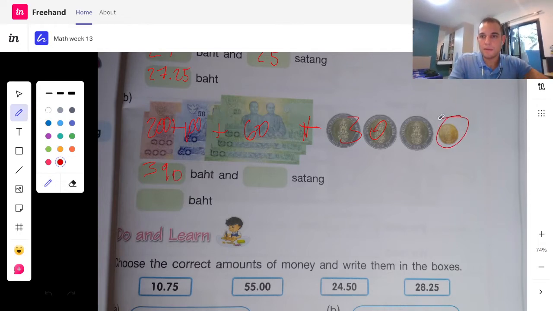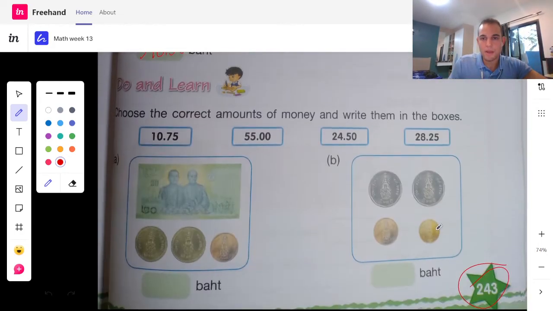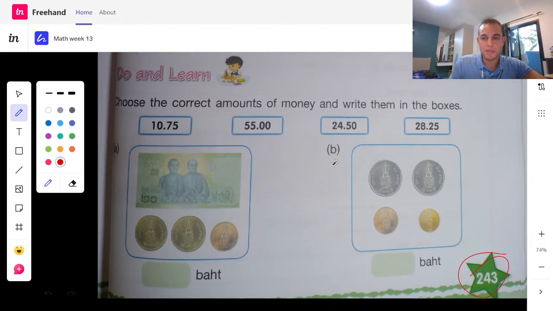And that looks like a 50 satang. So we have 390 baht and 50 satang. All right, next up, this part, if you didn't already do it, pause now. Okay, so write down the correct amount of money.